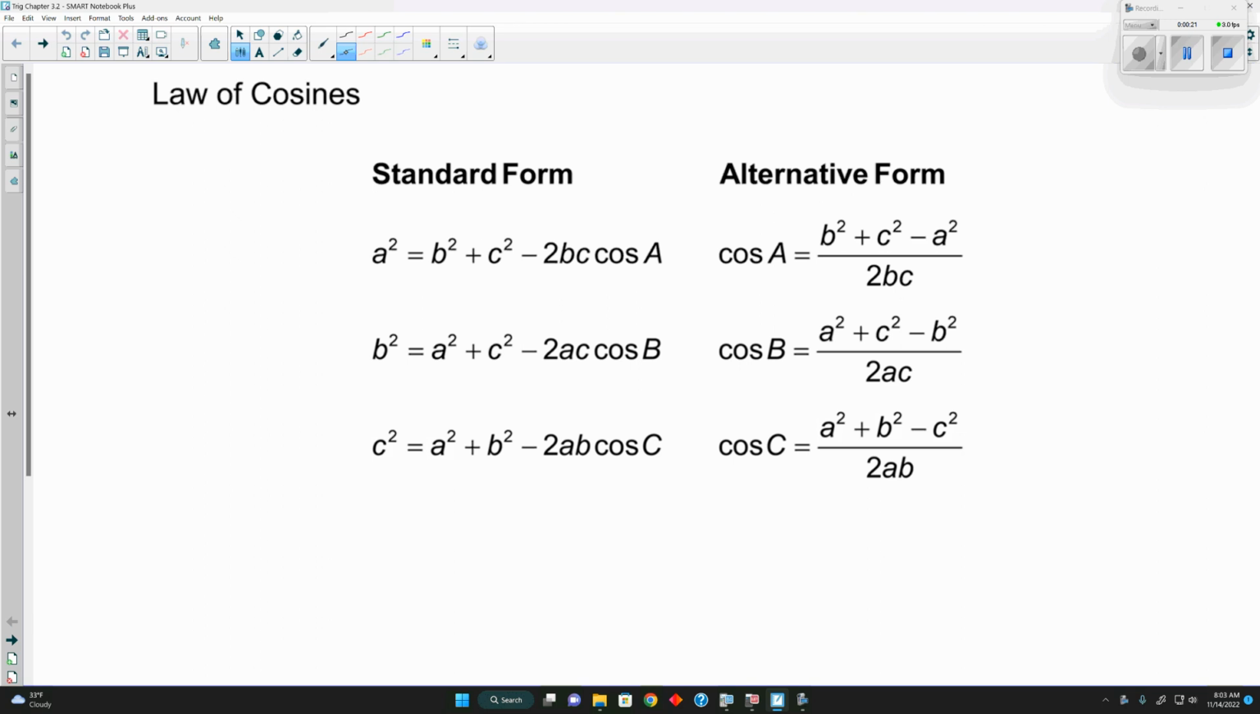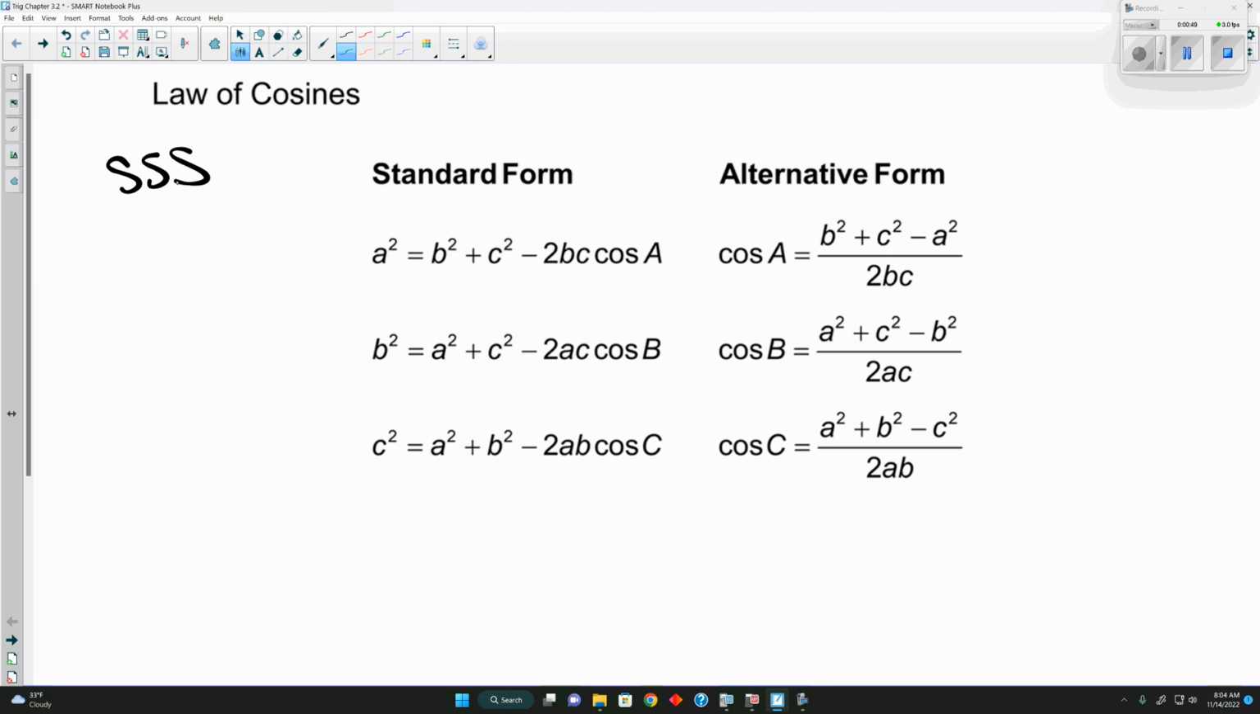Now, law of cosines is going to be a lot easier than the law of sines. Law of cosines is a little bit more accurate in what we deal with. We don't have the ambiguous case where we could have no solutions, one solution, or two solutions. And it's a little bit easier to work with. Now, with this here, we're either going to be given three sides or two sides and an angle. This is how these are going to work.